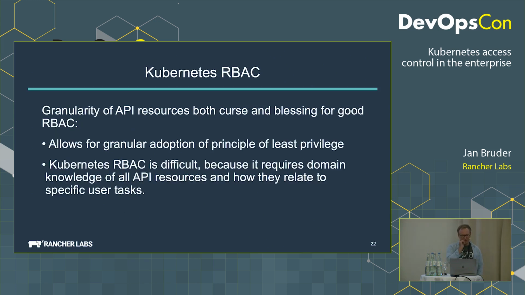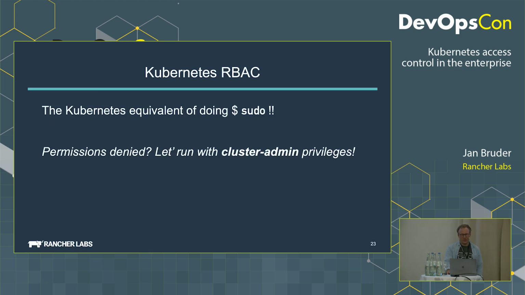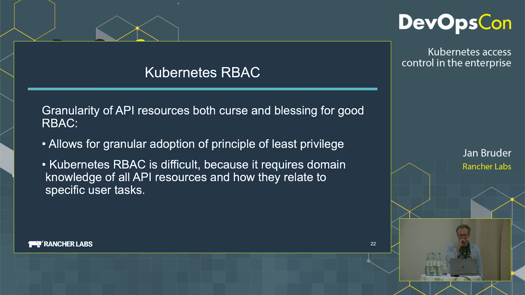Yeah, so as I said before, this kind of granularity is great because you can really pinpoint and apply the principle of least privilege in your rules, but it also makes it a bit more difficult, because if you really want to properly configure RBAC, you need to know all these API resources and how they relate to specific user tasks. So which API resources are, for example, involved if a user wants to exec into a pod. So you need all that knowledge to properly work with it.